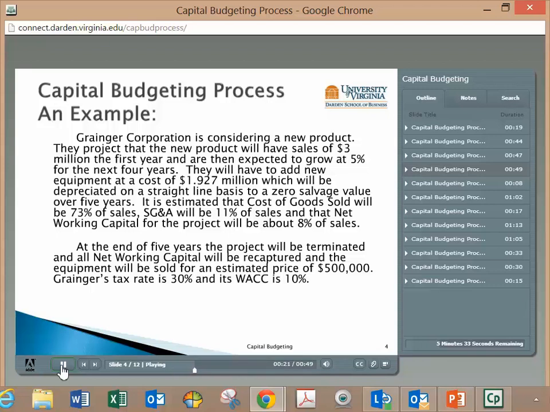It is estimated that the cost of goods sold will be 73% of sales, SG&A will be 11% of sales, and that net working capital for the project will be about 8% of sales. At the end of 5 years, the project will be terminated and all net working capital will be recaptured, and the equipment will be sold for an estimated price of $500,000. Grainger's tax rate is 30%, and its WACC is 10%. In estimating the incremental free cash flows, we'll need to deal with all of these items.